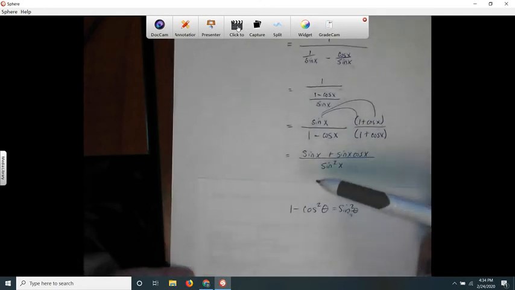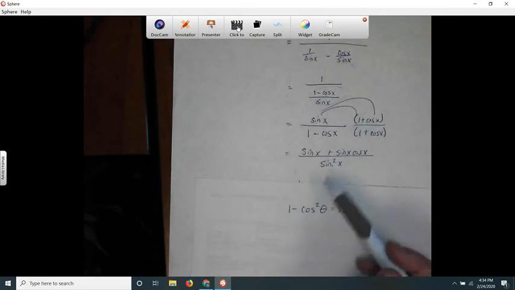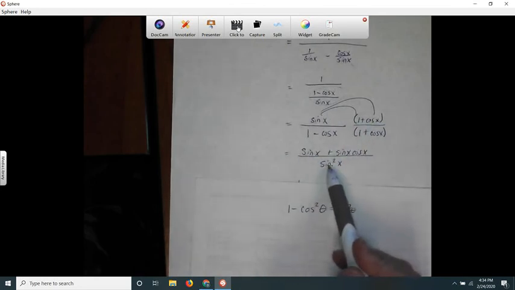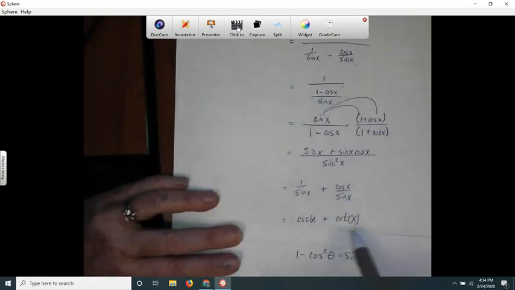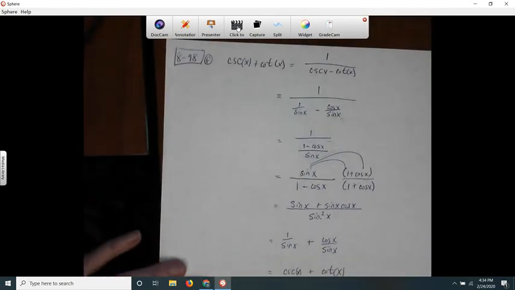And then this one I distributed, and I got that. And then I noticed that if I canceled out, maybe I didn't need to distribute that. It was silly that I distributed that. Anyway, this gives me 1 over sine x, and this gives me cosine x over sine x, and that's pretty much what we have up here. So that's how I finished it. That's a good way to do it.